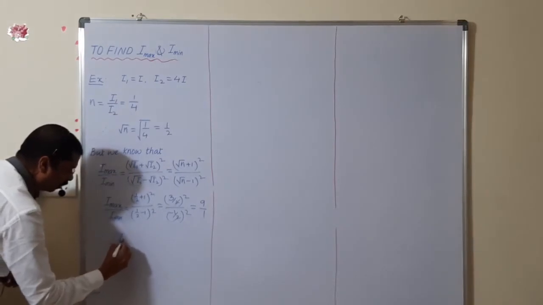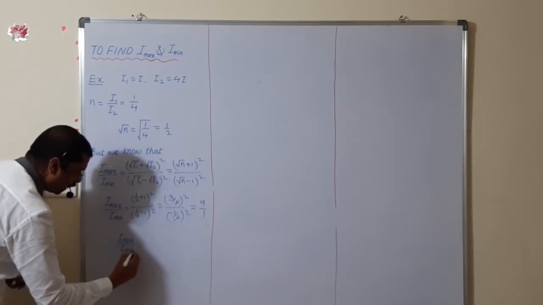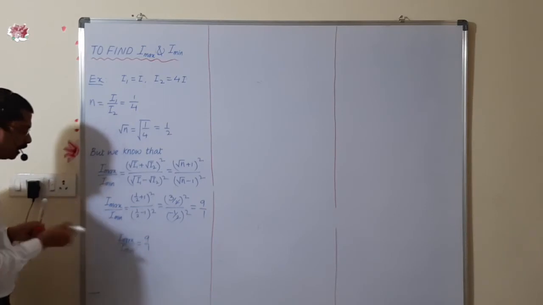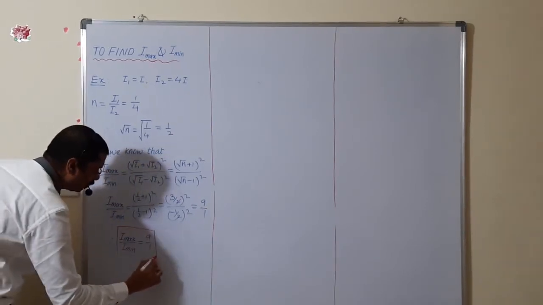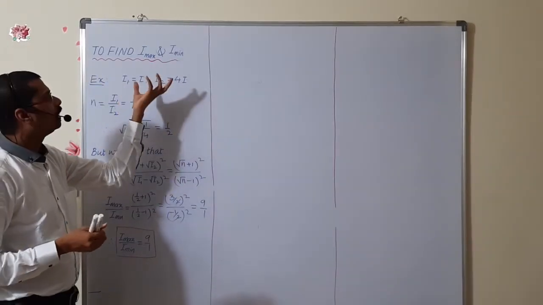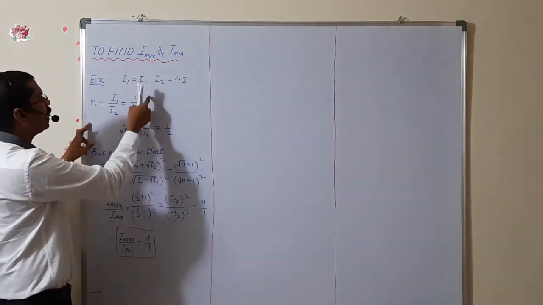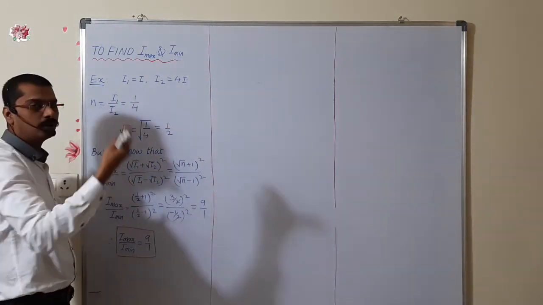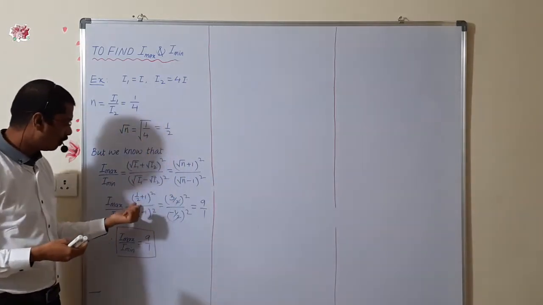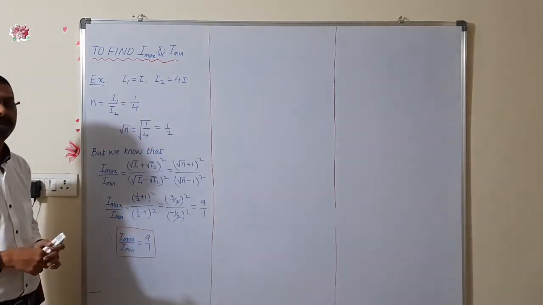Therefore, I maximum upon I minimum is equal to 9 upon 1. This is one way to find the I maximum and I minimum. Whenever they give any individual intensities, we have to take the ratio. The ratio we have to consider as n. If you take the root on both sides, that time we get the root n value. That root n value substitute here, and easily we can find out I net and I maximum and A maximum.